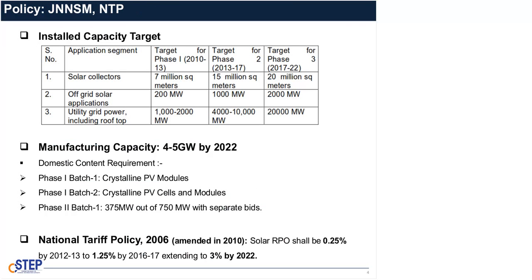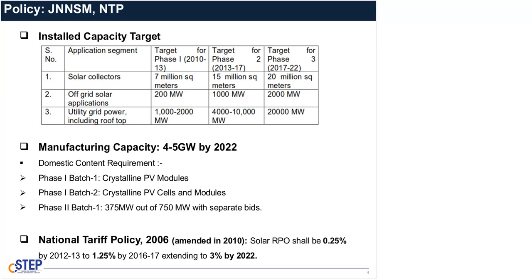Now, taking a brief look at the solar policy in India, JNNSM, Jawaharlal Nehru National Solar Mission, was launched in the year 2010, and besides having an objective of installing 22 gigawatt of solar power by 2022, another key objective is to make India a global manufacturing hub with a manufacturing capacity of 4 to 5 gigawatt by 2022. The mechanism adopted to promote domestic solar manufacturing was the domestic content requirement.